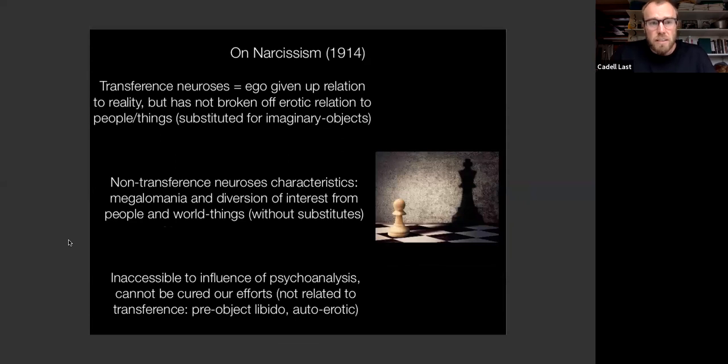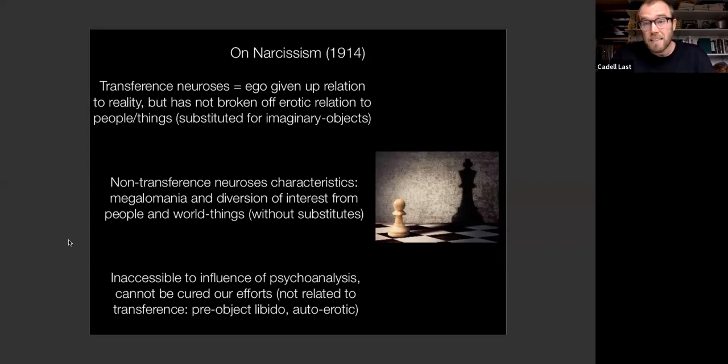So defining the transference neuroses, and these are basically the neuroses of hysteria and obsessional neuroses that we have been covering throughout the entire Return to Freud so far. The ego has given up its relation to reality, but has not broken off its erotic relation to people or things. Rather, it still has a very strong imaginary relationship to people and things. Whereas the non-transference neuroses are basically megalomaniacal, and they're also diverted from an interest in people, the world and things, but without any imaginary substitutes. Again, there's just a fascination with one's own self. Consequently, Freud claims that the non-transference neuroses are inaccessible to psychoanalysis, cannot be cured by our efforts, he says.